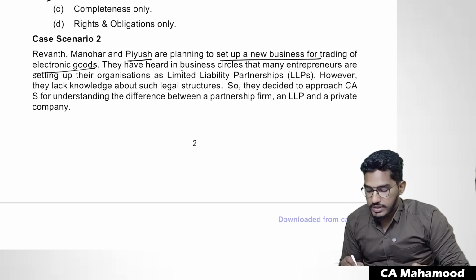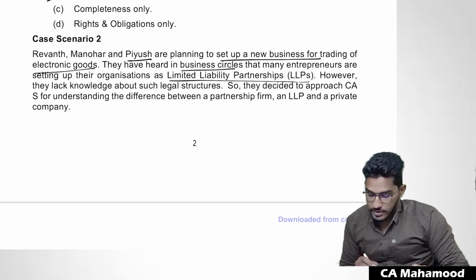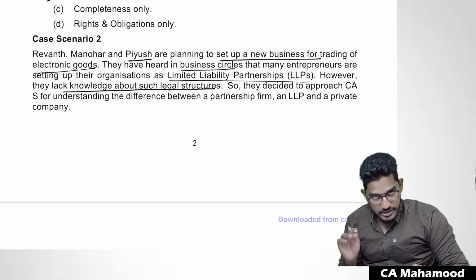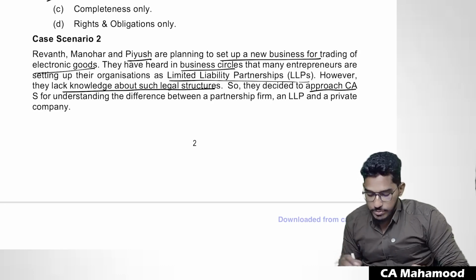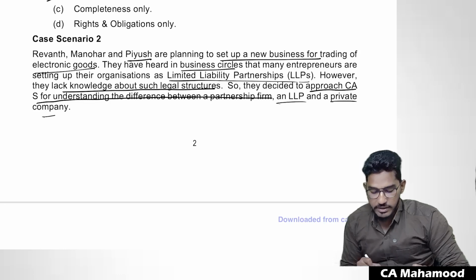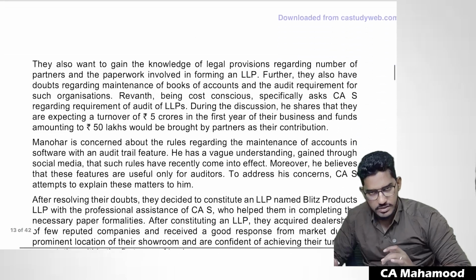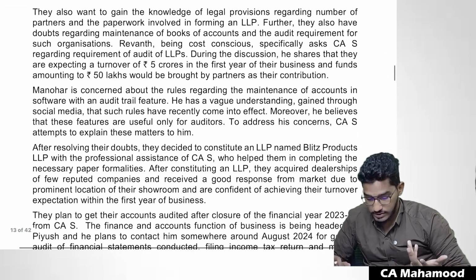They have heard in business circles that many entrepreneurs are setting up their organizations as LLP. However, they lack knowledge about such legal structure. So they decided to approach a CA for understanding the difference between a partnership firm, an LLP and a private company. Clear? Nothing specific here for you to understand.